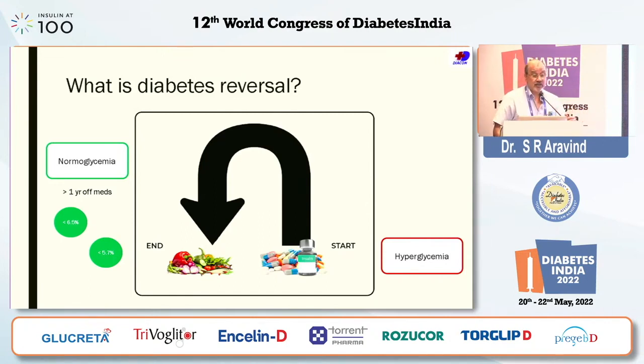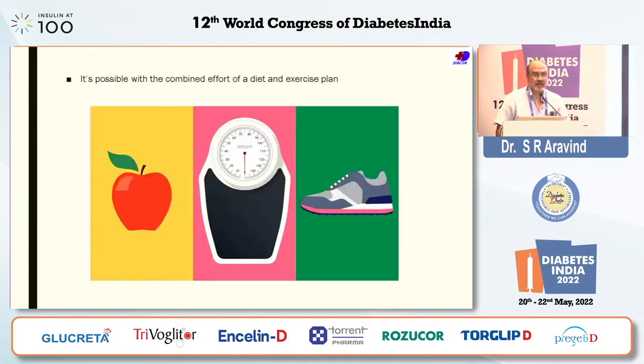Now, the next question is, use the word reversal or remission? Okay, there's a big debate that's been going on. So the general description, every time you have a major conference where there is a consensus statement, they will say, okay, less than 5.7 for more than 1 year off medication, fine, I think you can probably call it reversal. I would still say remission, I think, is the right word.